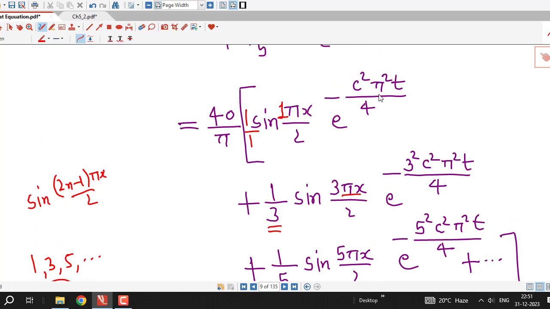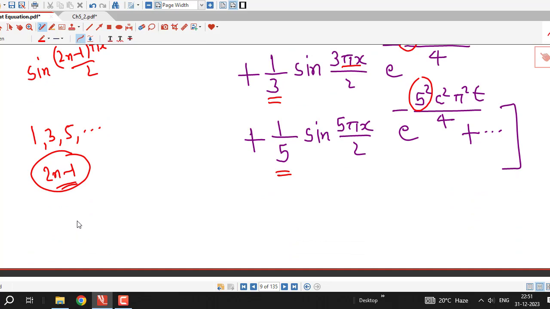And same thing I can write for this. Here I have 1 square into c square pi square t by 4. Here I have 3 square into c square pi square t divided by 4. Here I have 5 square into this quantity. So here also I can write square of 2n minus 1.